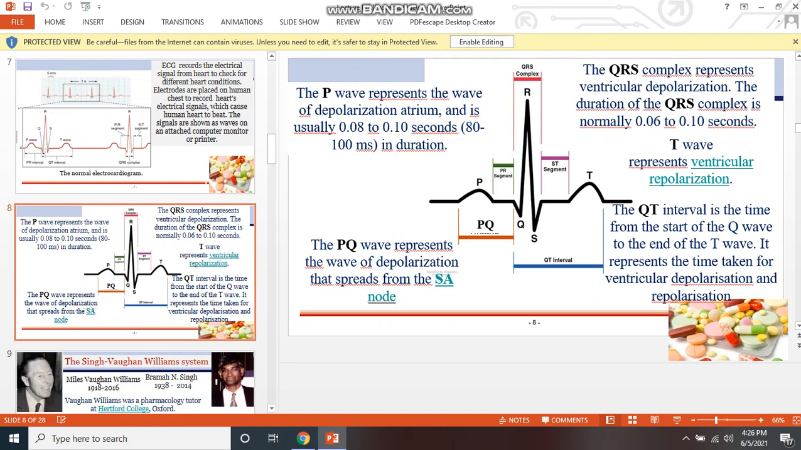The P wave represents the wave of depolarization that spreads from the SA node. The QRS complex represents ventricular depolarization. The duration of the QRS complex is normally 0.06 to 0.10 seconds. The T wave represents ventricular repolarization. The QT interval is the time from the start of the QRS complex to the end of the T wave. It represents the time taken for ventricular depolarization and repolarization.